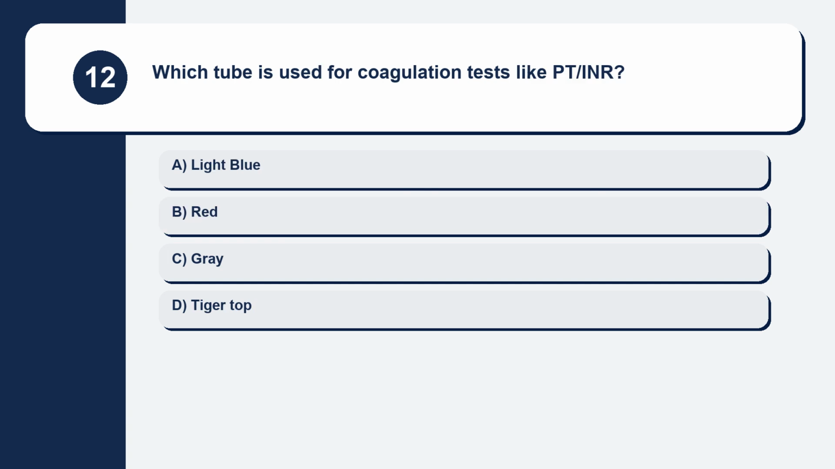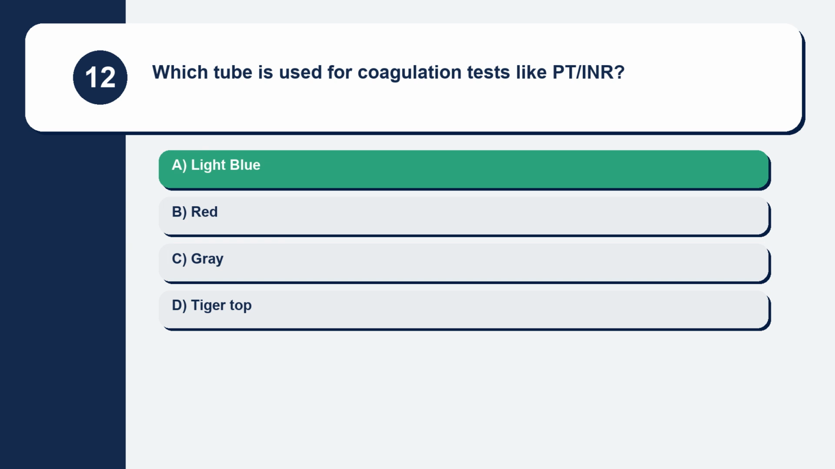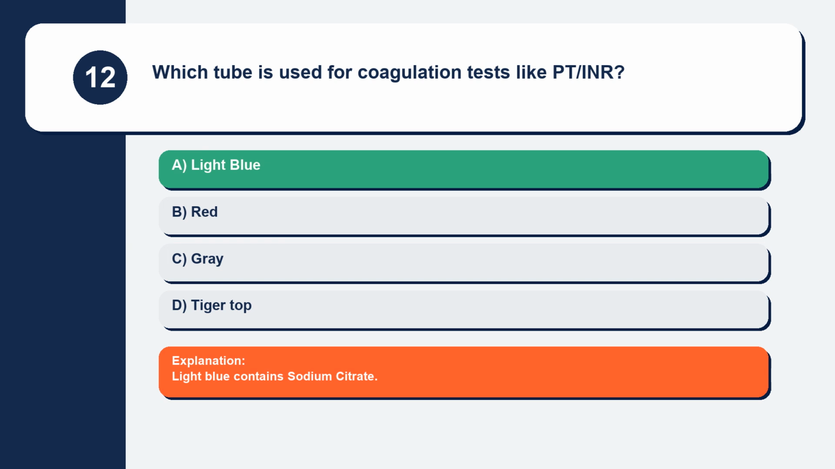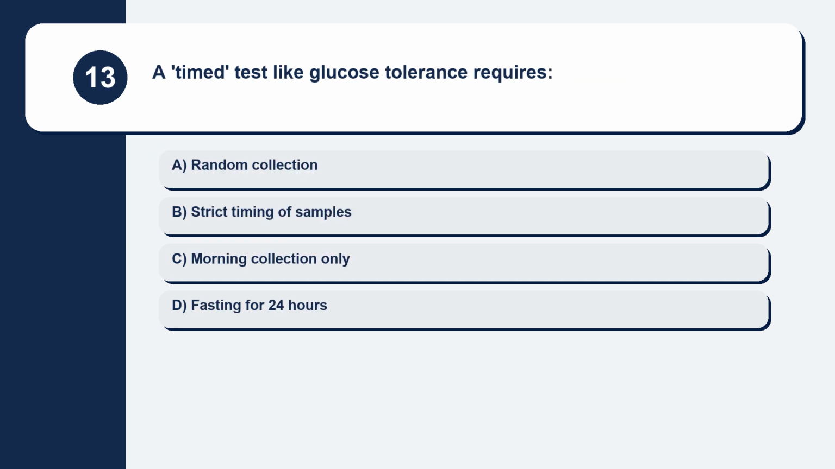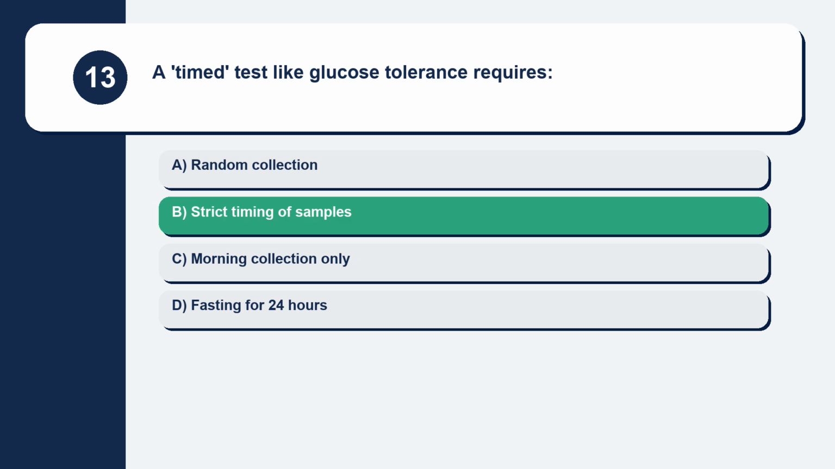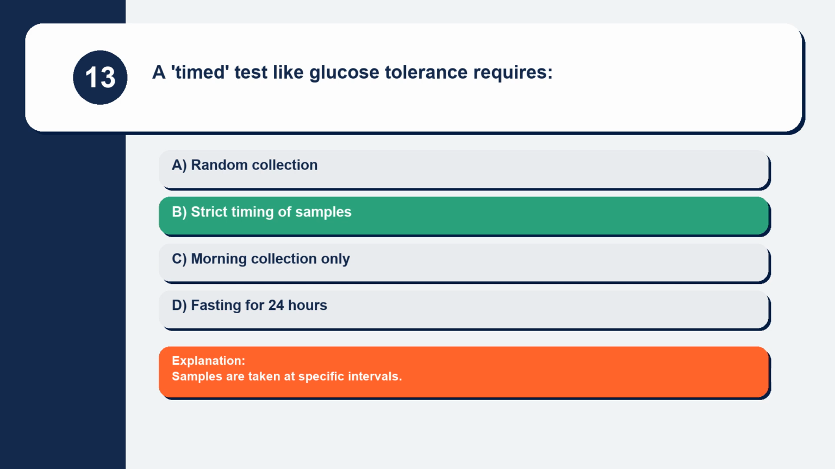Question 12. Which tube is used for coagulation tests like PT/INR? Light blue, red, gray, tiger top. Light blue contains sodium citrate. Question 13. A timed test like glucose tolerance requires random collection, strict timing of samples, morning collection only, fasting for 24 hours. Samples are taken at specific intervals.